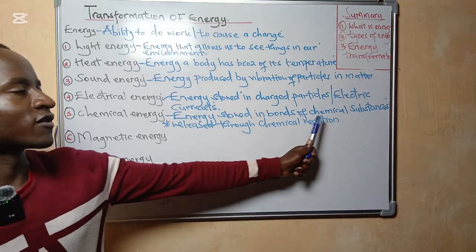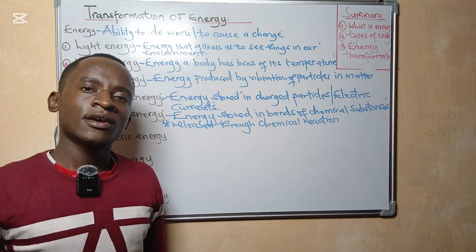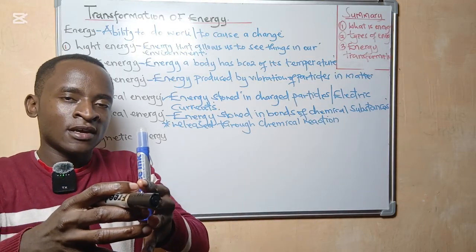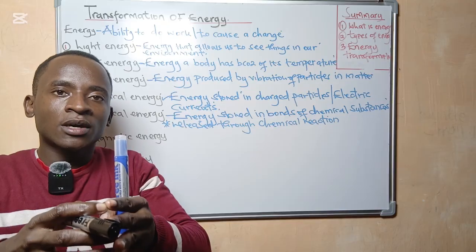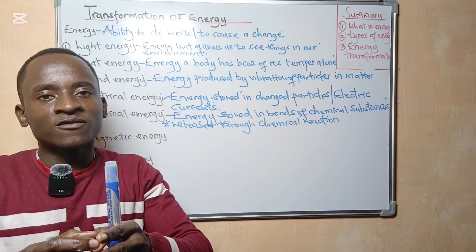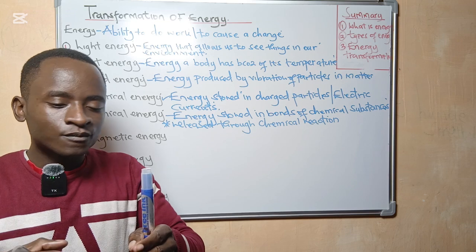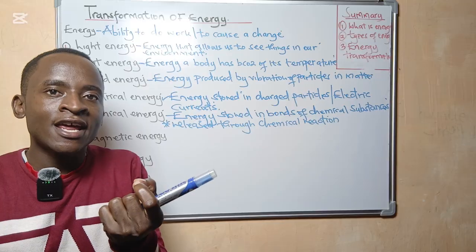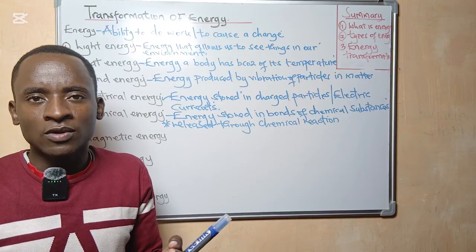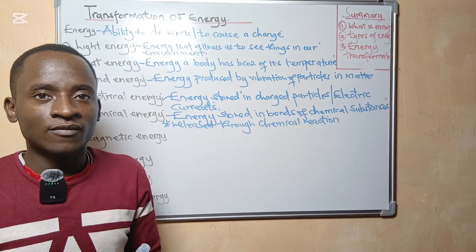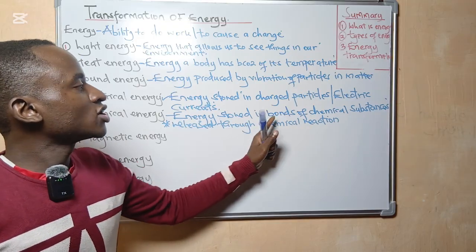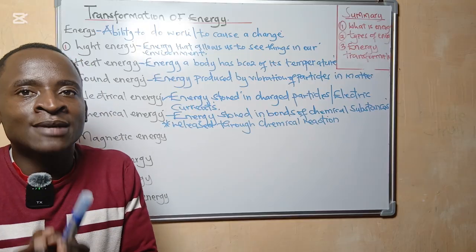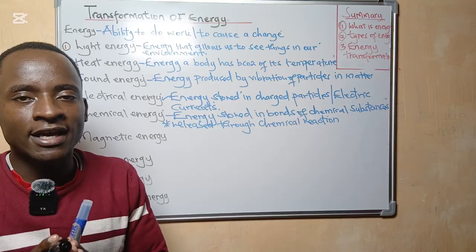What do we mean by bonds of chemical substances? Bonds, this is a force or forces of attraction between the particles. Remember, we mentioned something about this when we were talking about the states of matter, where we said that the particles of all the 3 states of matter are bonded together, or they are attracted together by a force of attraction. In other terms, what we call a molecular force. So the type of energy stored in the force of attraction between the particles of chemical substances, this is what we mean by chemical energy.